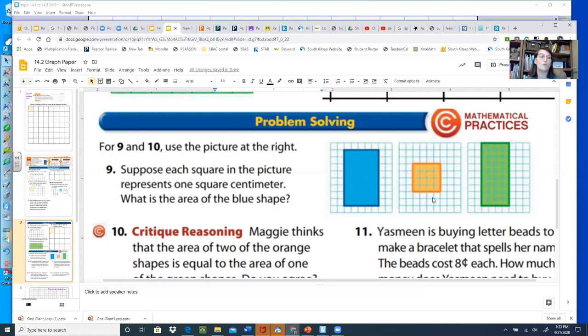So suppose each square in the picture represents 1 square centimeter. What is the area of the blue shape? So insert text box. Blue shape. And that would be square centimeters. So you need to count how many spaces are in there and put it in the blank. Remember, it was a 1, 2, 3, 4, 5. I believe it was a 5 by 8. So you could count by fives 8 times to figure that out. Okay, number 10.